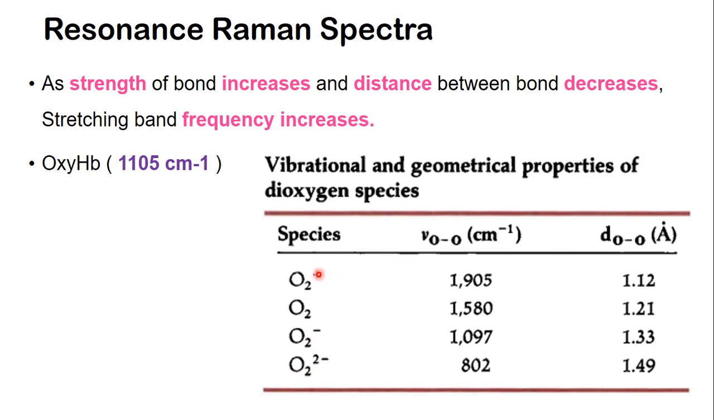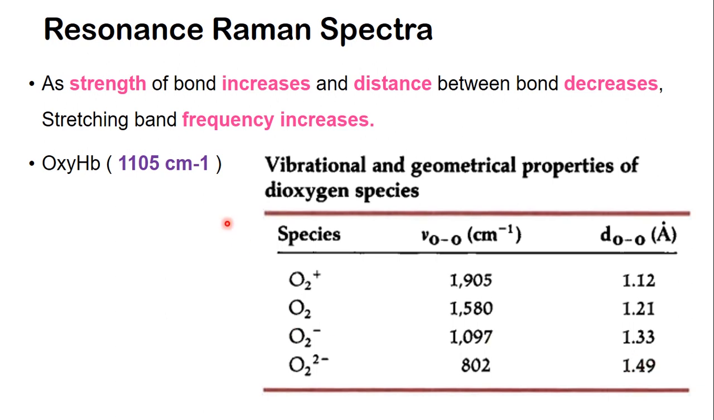Here you can see that O2 plus, after it has donated an electron, has a very strong bond. That's why it has a very high stretching band frequency. And as you can see, the distance between the O atoms is very low compared to others. But in O2 2 minus, it has a very low stretching frequency because the bond strength is very low and the distance between the two O is very, very large.